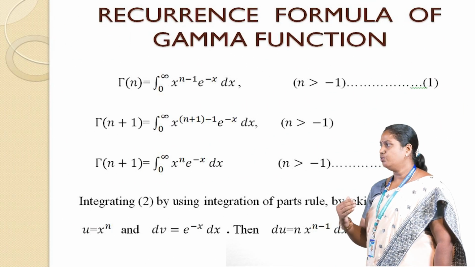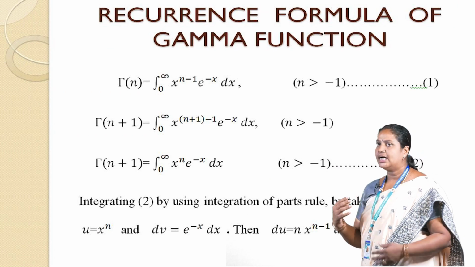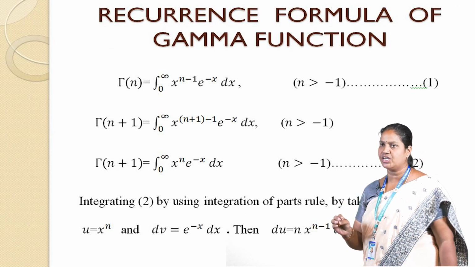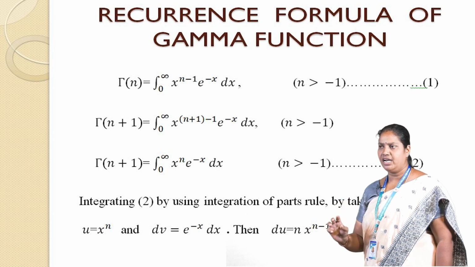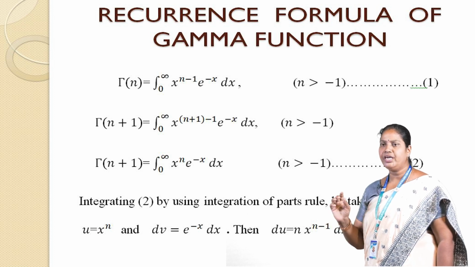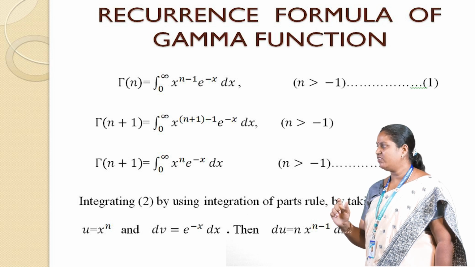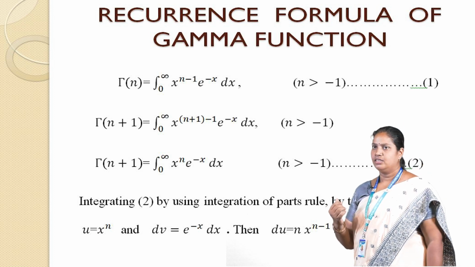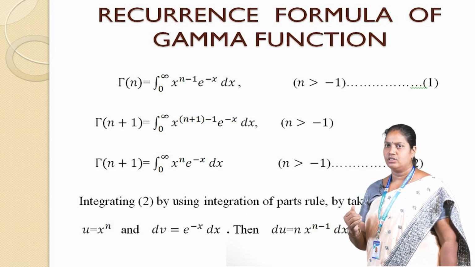We are going to first learn about the recurrence relation of the gamma function. This is an important relation formula which will be useful in solving improper integrals. So let us see the proof.